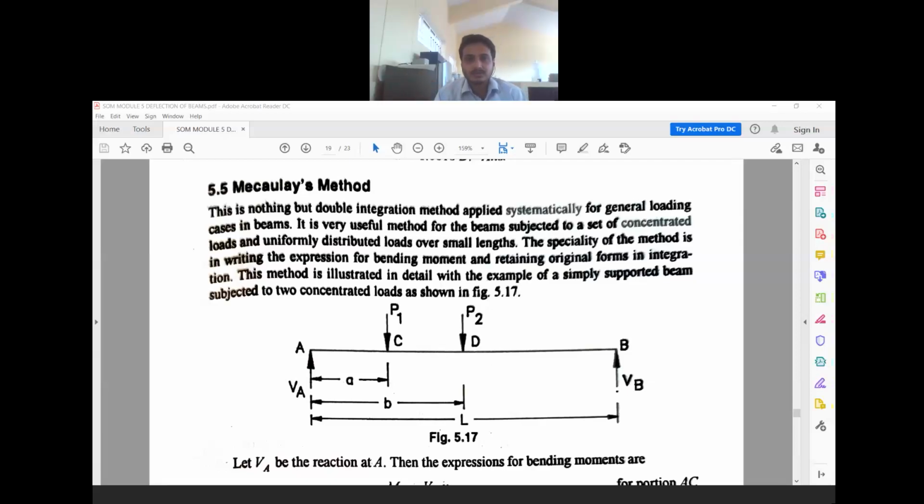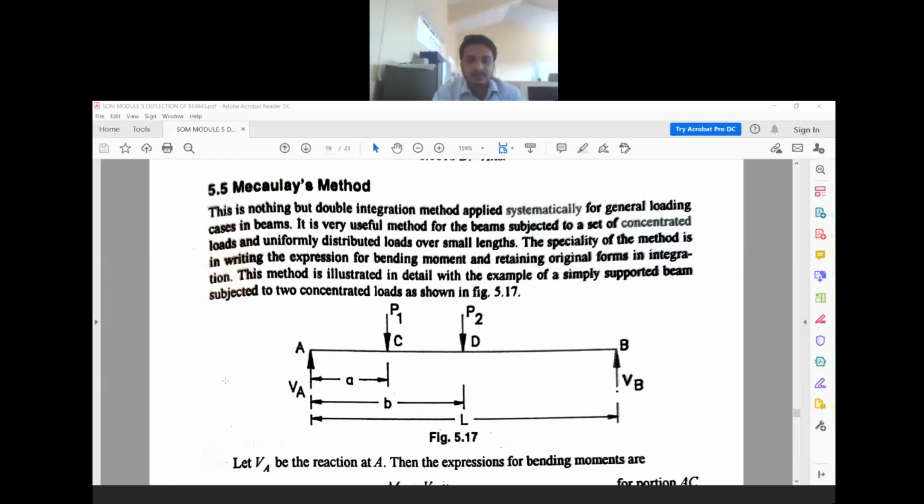So this is the method to calculate the deflection. In the previous classes, we have learnt about the method called double integration method. Here, the second method to calculate the deflection of the beam is called Macaulay's method. So this Macaulay's method is nothing but the double integration method itself, but the calculation of moment differs.